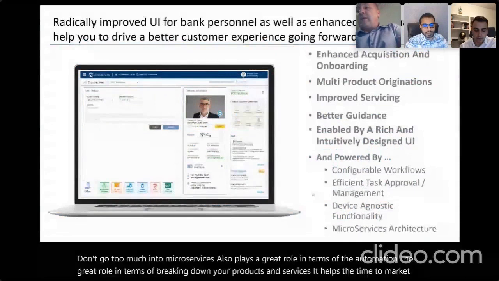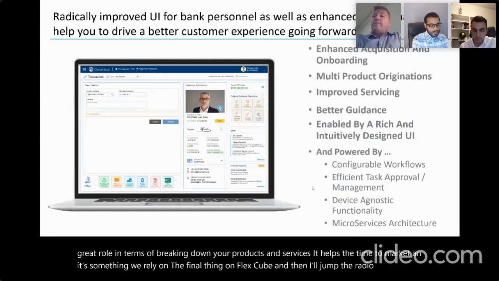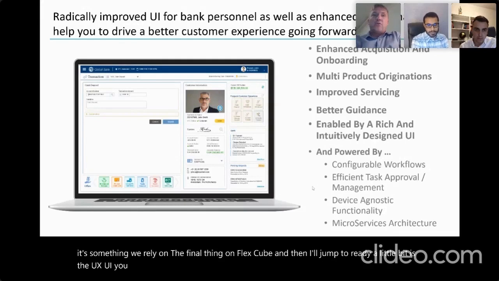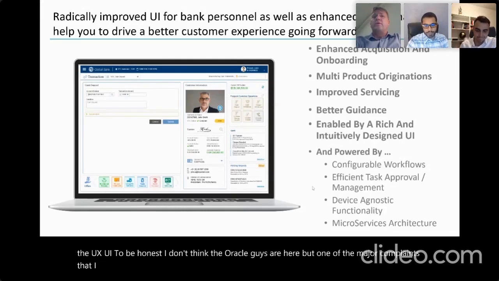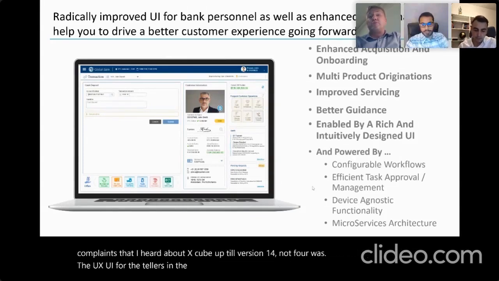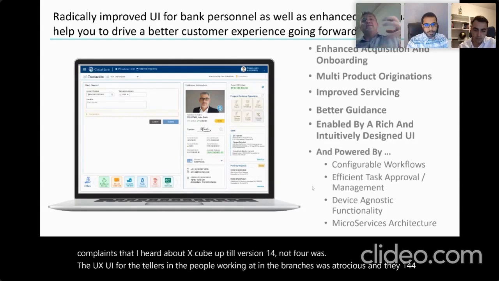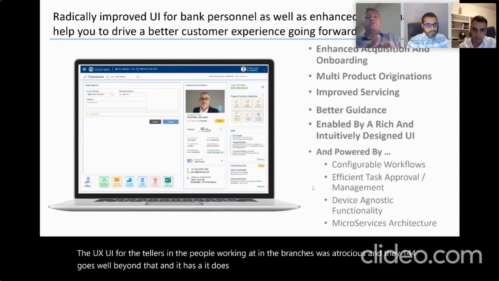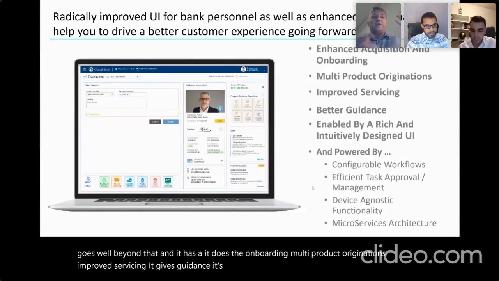The final thing on FLEXCUBE, and then I'll jump to Ready a little bit, is the UX UI. To be honest, I don't think the Oracle guys are here, but one of the major complaints that I heard about FLEXCUBE up till version 14.4 was the UX UI for the tellers and the people working in the branches was atrocious. And 14.4 goes well beyond that, and it does the onboarding, multi-product originations, improved servicing, it gives guidance. It really is an improved UX UI.